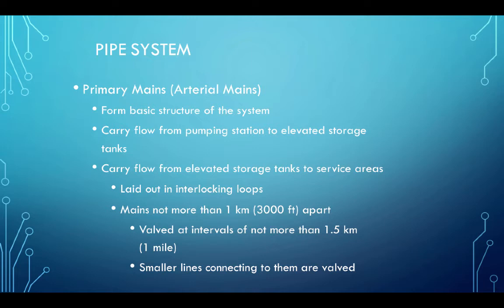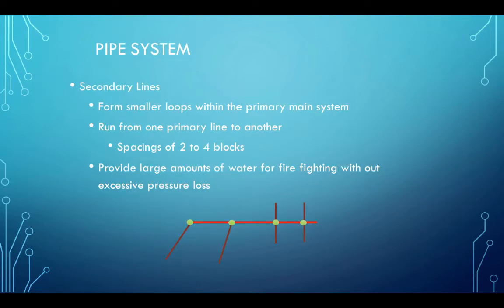The mains themselves are usually not more than 1 kilometer apart. They're valved at intervals of roughly 1.5 kilometers, and then the smaller lines that connect to them are valved. The valves are everywhere to be able to isolate the system as well as provide some other flow controls.